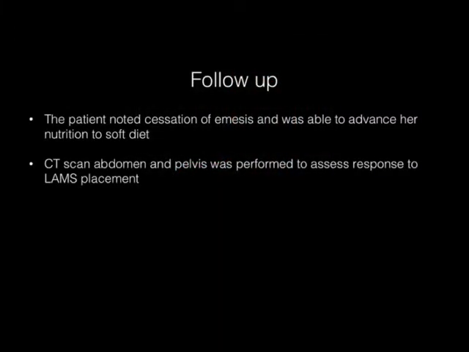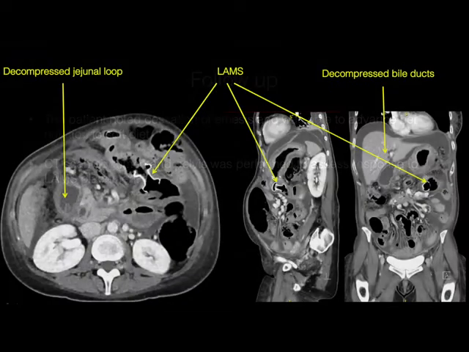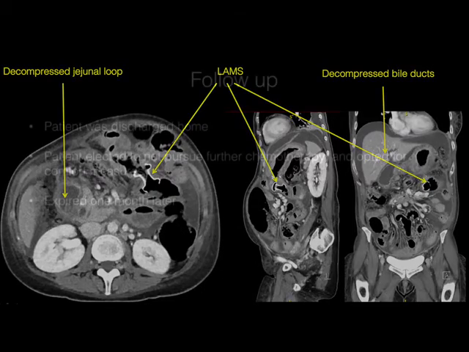The patient noted cessation of emesis and was able to advance her nutrition to soft diet. A CT scan abdomen and pelvis was performed to assess response to the lumen apposing metal stent placement. The CT scan showed interval placement of the stent along with an interval improvement of duodenal and proximal jejunal dilation as well as interval decrease in the intrahepatic and extrahepatic bile duct dilation.